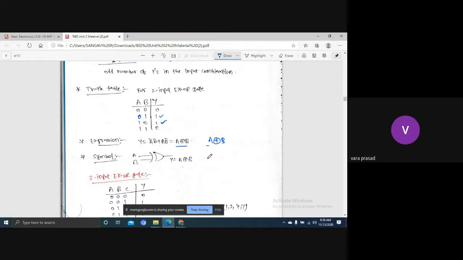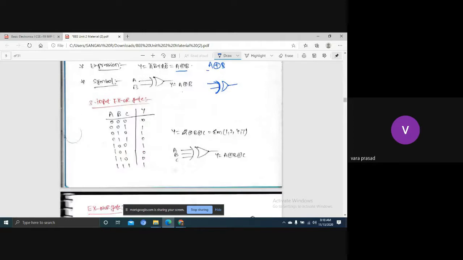And the symbol is a special symbol. We know that the OR gate we can write like this. It's a special one, exclusive OR, with one more extra arc in the symbol. Now, the 3-input XOR gate.